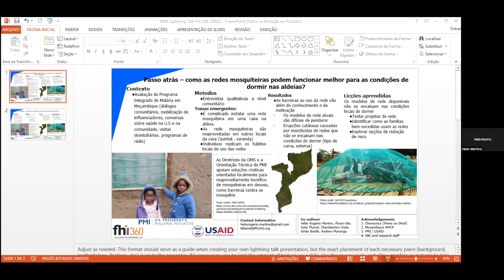One of the things we've noticed is that the barriers to the net use go beyond the lack of knowledge or lack of motivation. The current net designs are difficult to hang sometimes. There are several types of nets, but here we're talking about those that have 6 points to hang on the ceiling. So they're not easy to use.